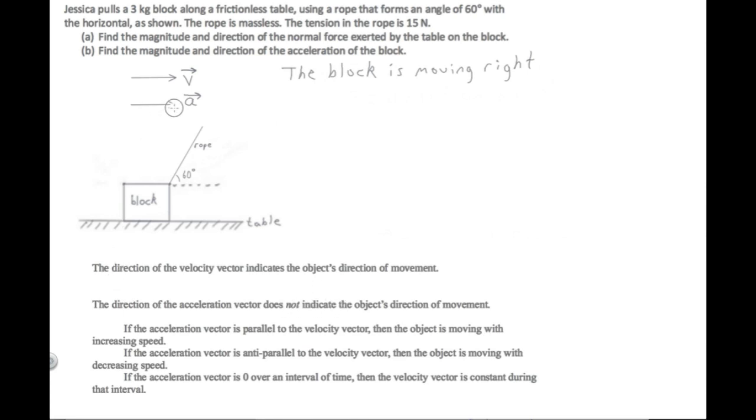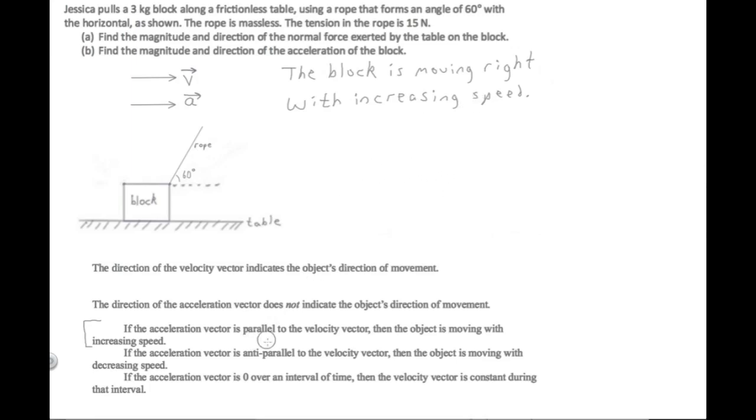So how do we interpret that this acceleration is to the right? Well, we can use this rule. The acceleration in this problem is parallel to the velocity because they're both pointing in the same direction. And when acceleration and velocity are parallel, that means the object is moving with increasing speed. We already knew the block was moving to the right, and now the acceleration tells us that the block is moving with increasing speed. The block is speeding up.